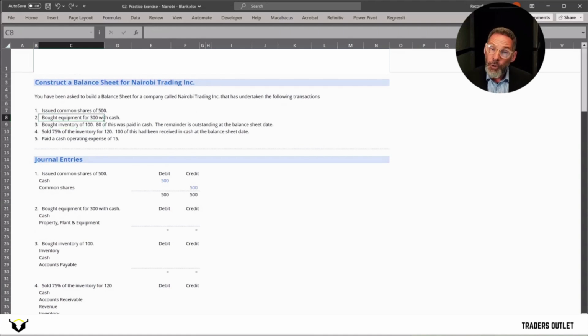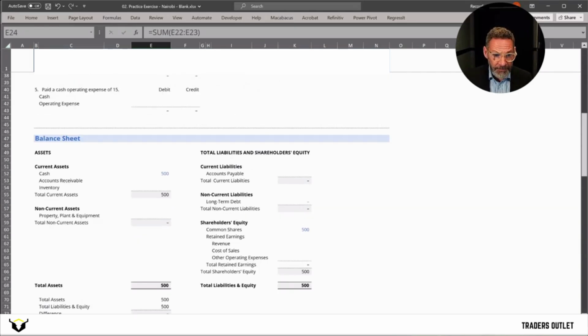We bought equipment for 300 with cash. So here we have equipment, which is an asset going up, and we have cash that's an asset going down. So let's start with cash again. Recall that when we decrease an asset, it's a credit. So we're going to put 300 there, but then we're increasing an asset, which in this case is property, plant, and equipment, and we put 300 there. Our journal entry's complete, our debits equal our credits, and now let's move to the balance sheet.